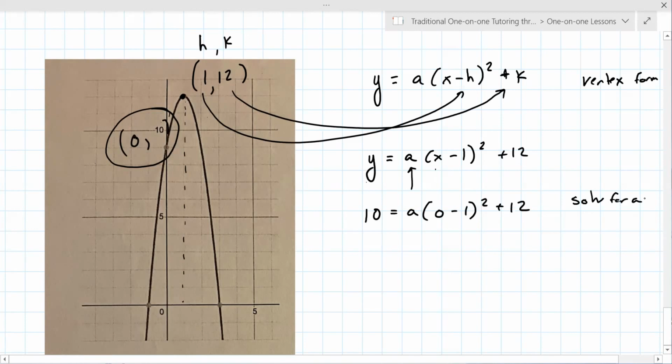Okay, let me just write that. So we have to solve for a? Yes. Okay. So to do that, we're going to subtract 12 from both sides. And that is -2 equals a times... 0 minus 1 is -1. And then when you square it, you get 1. So a is just -2.